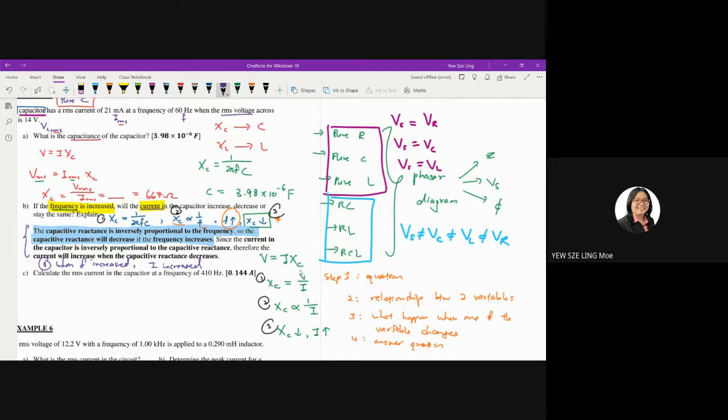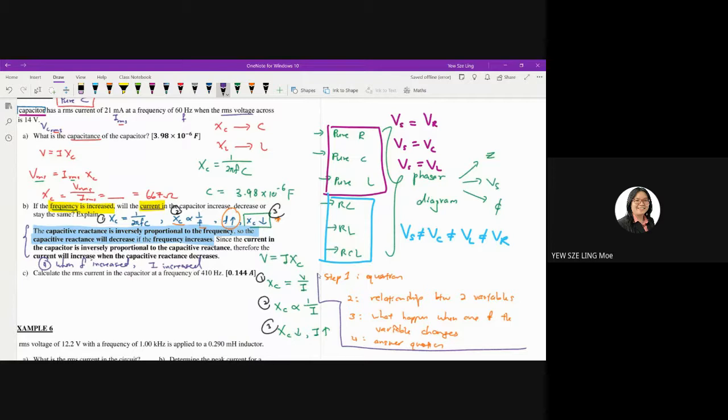So you see, I answered this question by using 2 equations only. I start from the XC equation and then I go to V = I XC. From there, I then answer the question: when F increases, I increases. So basically, I'm just following this 4-step recipe.